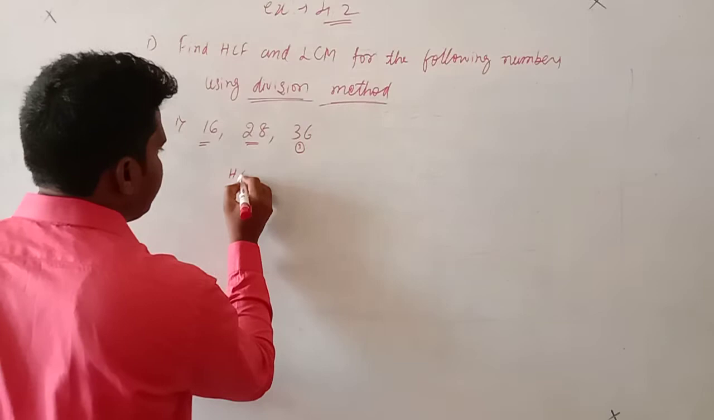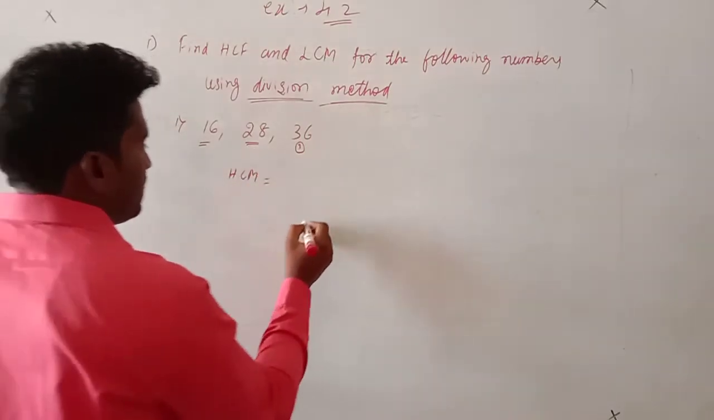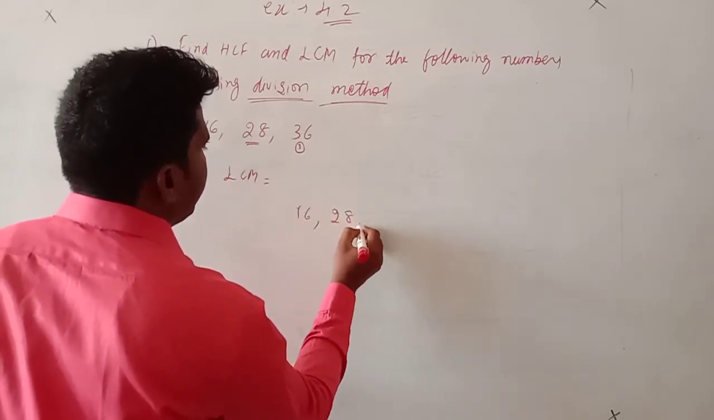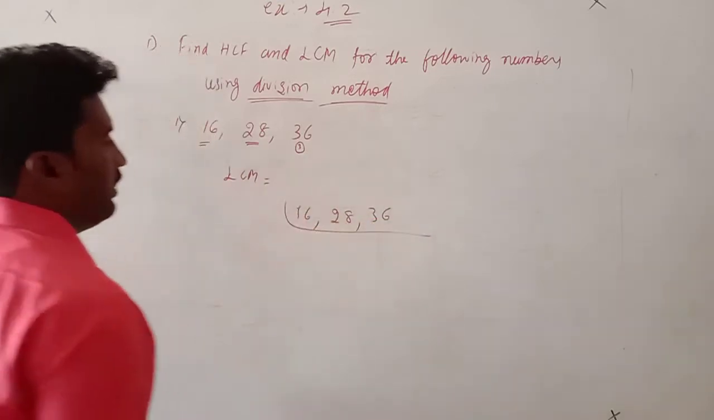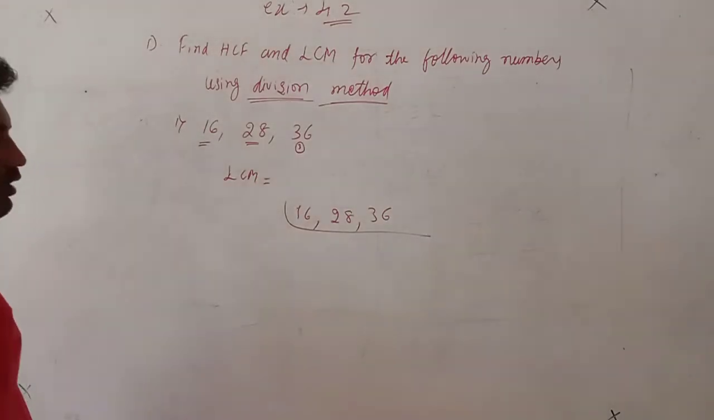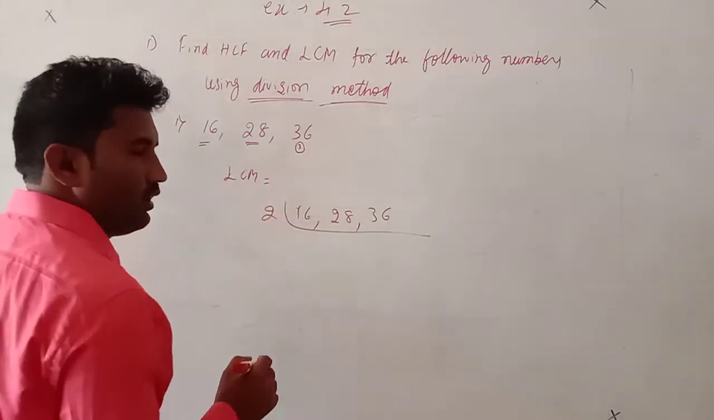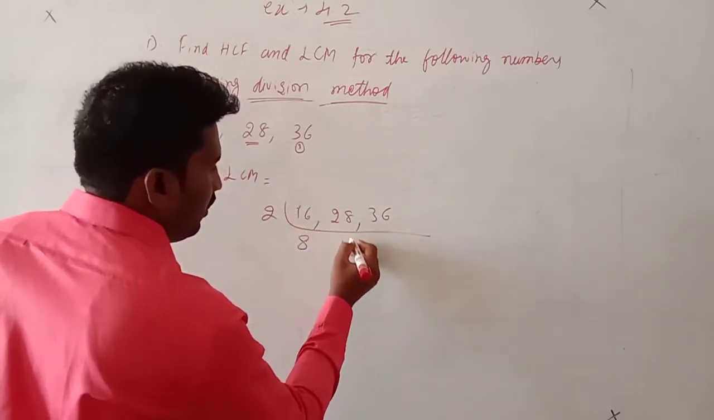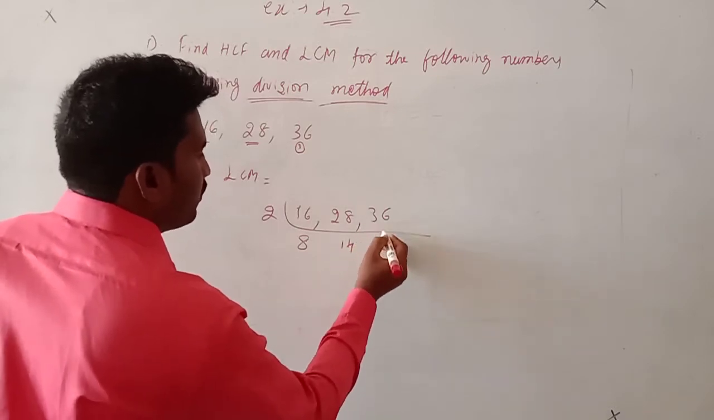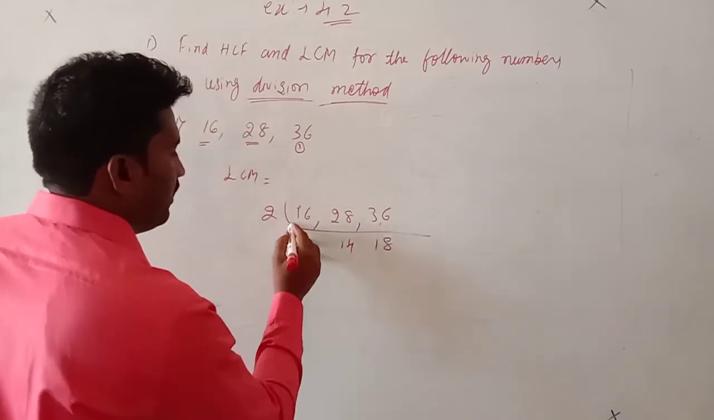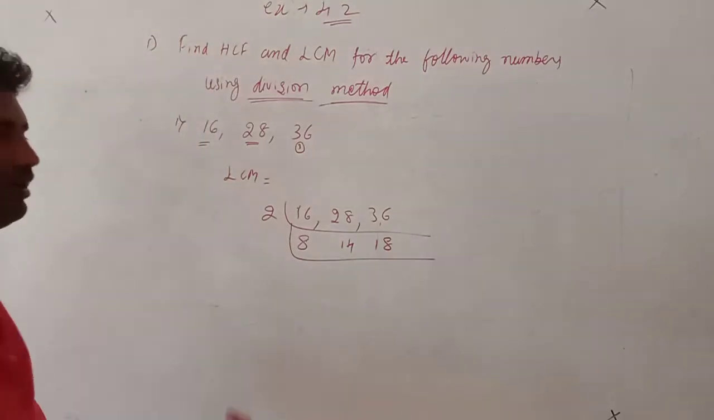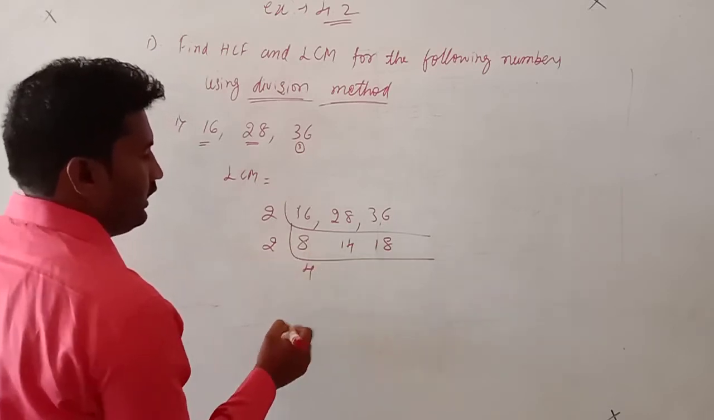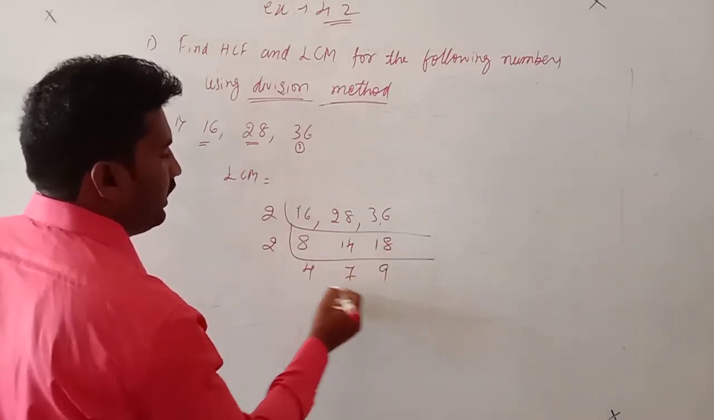LCM. Okay. 16, 28 and 36. We have to divide by 2 because these are even numbers. 2 8s are 16, 2 4s are 8, 2 7s are 14, 2 9s are 18. So this is also an even number, we have to divide by 2.